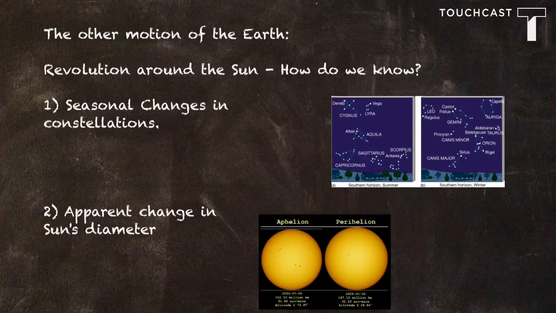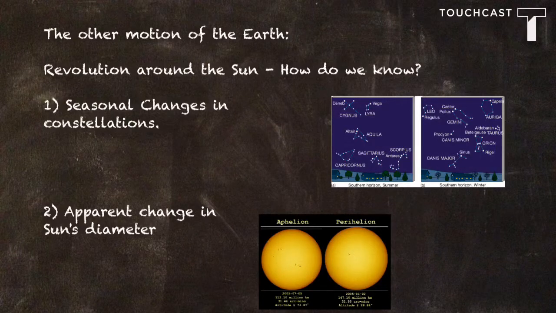It's doing that once every 365 days. And how do we know? The evidence that we have is the seasonal changes in the constellations. We have winter constellations like the constellation Orion up in our night sky. And in the summertime we have another set of constellations, because as the Earth moves around the sun, our nighttime is looking out into a different portion of space.